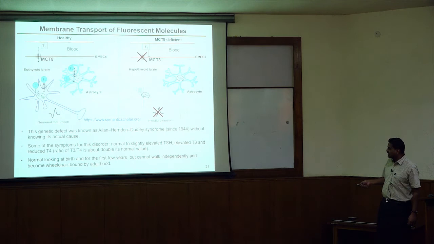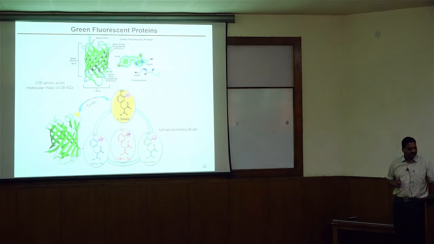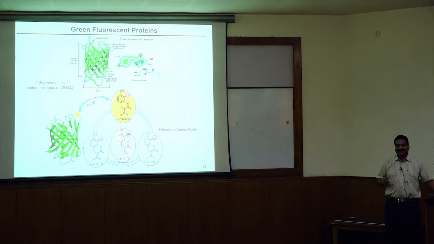And we can use this fluorescent molecule. So now we are trying to use this fluorescent molecule to study the functional activity of MCT8. There is no fluorescent molecule so far available. And using the halogen bonding, we may be able to study the membrane activity in these systems. And we were over ambitious and we thought, can we put a protein inside the cells by using halogen atoms? And we chose green fluorescent proteins.